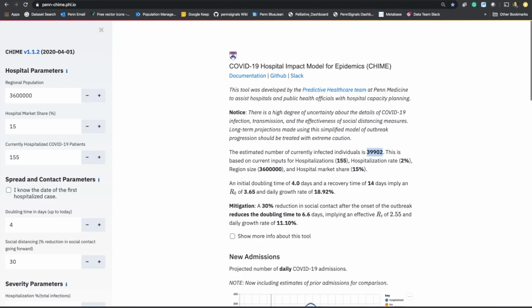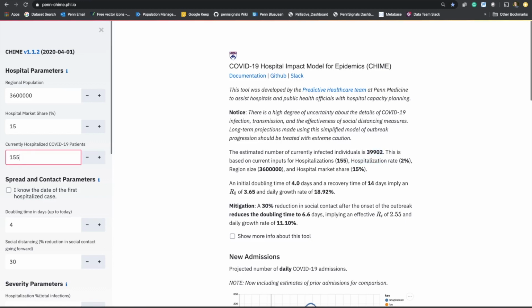And of course, without any good surveillance through testing, we don't really know what that number is. So we're taking these estimates of total number of hospitalized patients of all infected people and your market share, looking at the hospitalized patients to back into that total infected patient number.